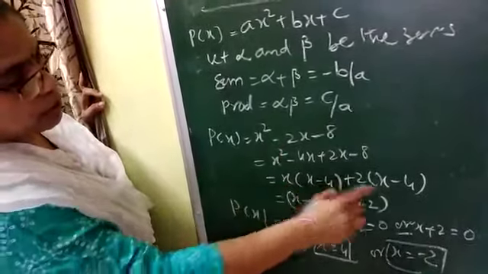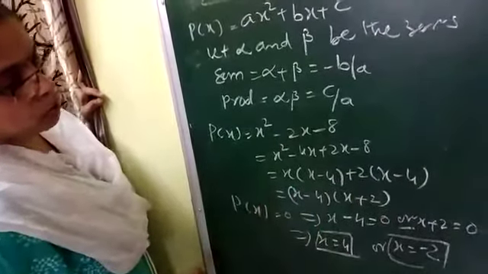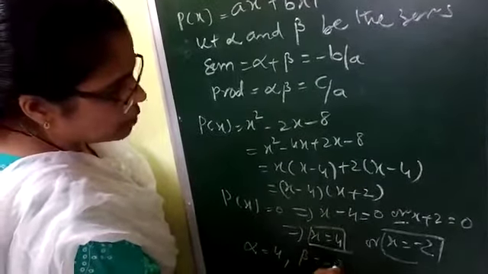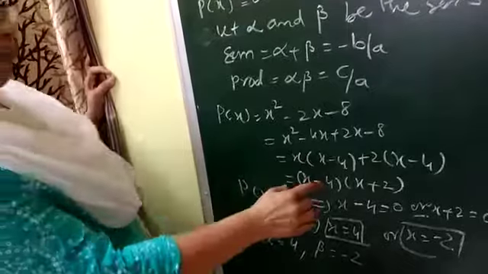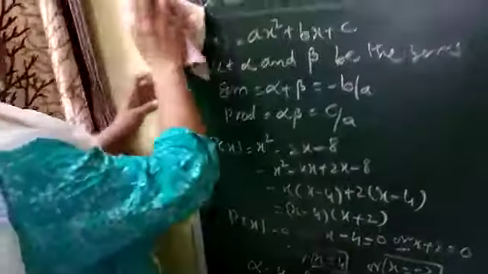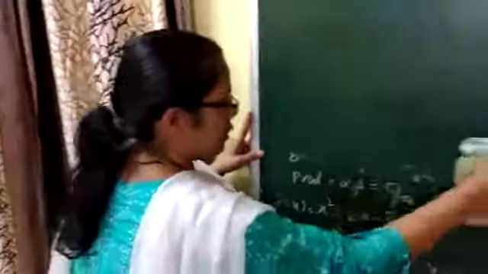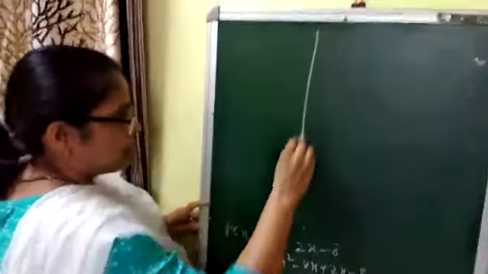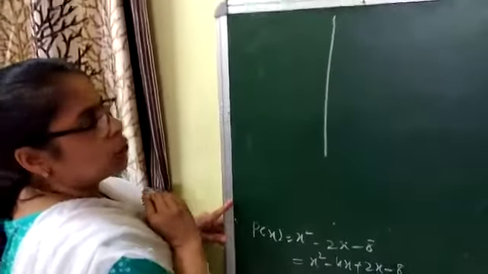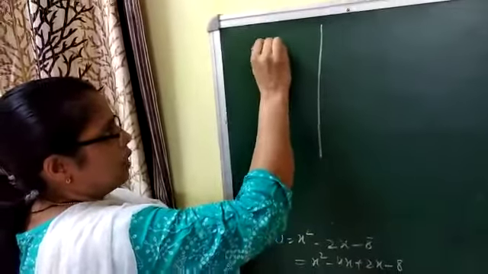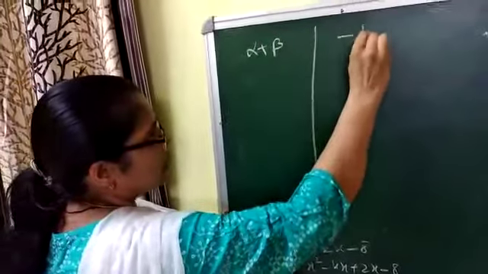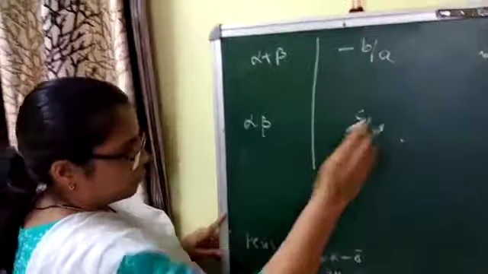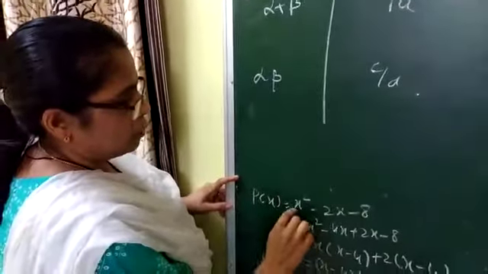That is, alpha is equal to 4 and beta is equal to minus 2. Now, how we can verify this? For verification, I think you know the method. In the previous class, I had made 2 columns. First one is alpha plus beta, second one is minus b by a, again alpha beta and c by a. For that, first of all, you have to find the values of a, b, c.